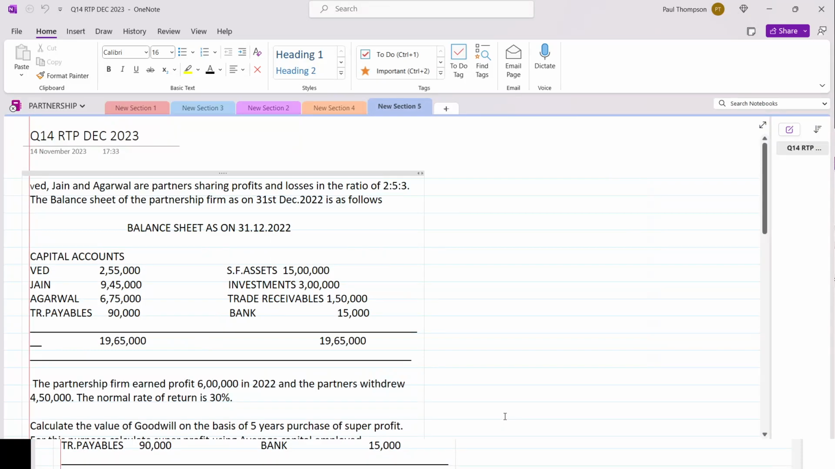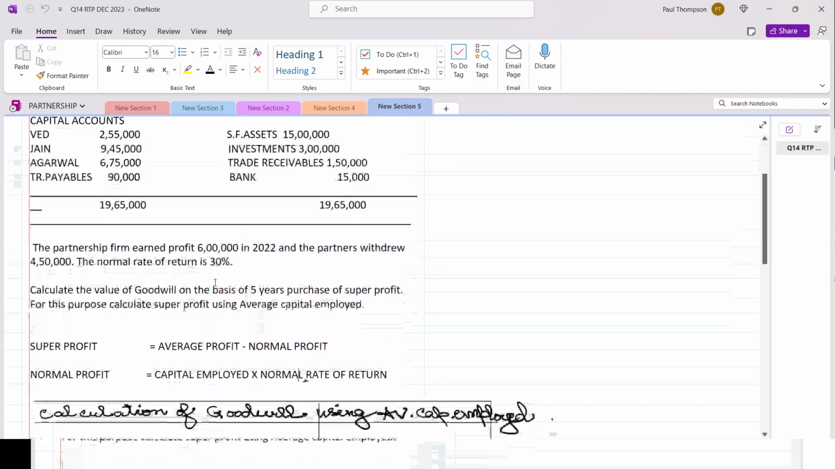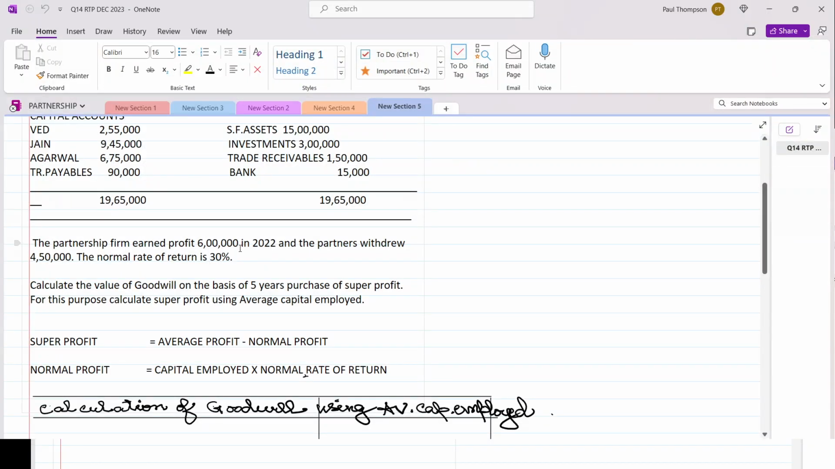Today I am here with yet another question, number 14 of RTP, December 2023 of CA Foundation accounts. It's a simple thing. They gave you the balance sheet as on 31st December 2022, and during the year the partnership firm earned 6 lakh profit and the partners withdrew 4,50,000. The normal rate of return is 30%. The question is, calculate the value of goodwill on the basis of 5 years purchase of super profit.